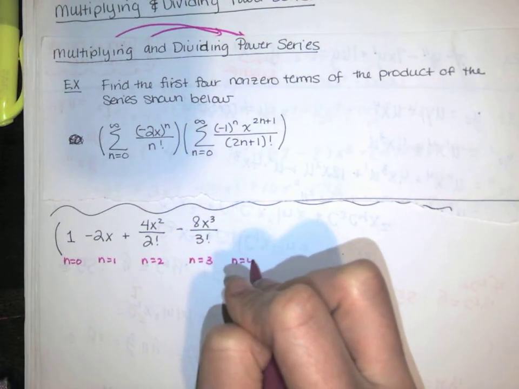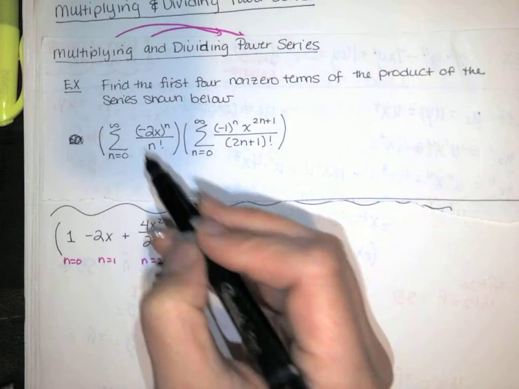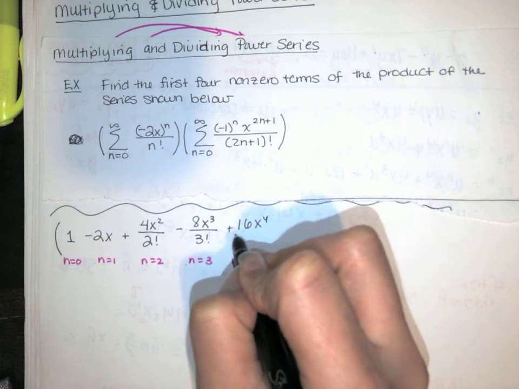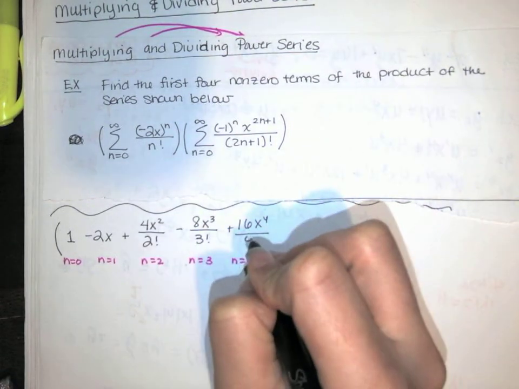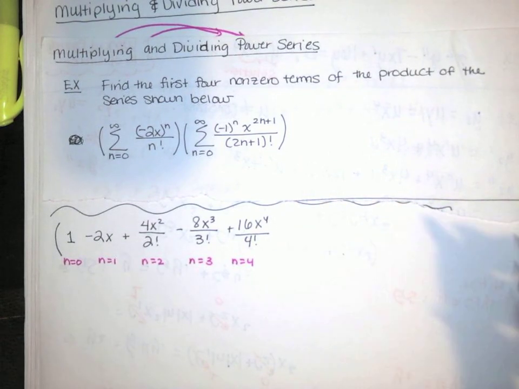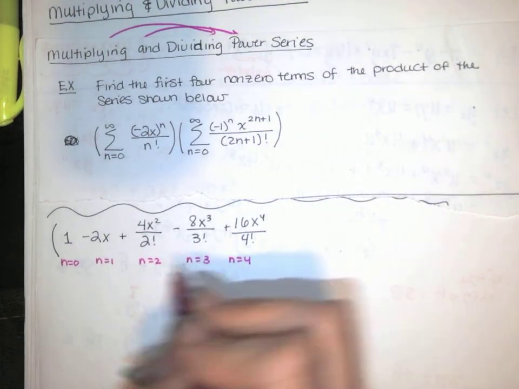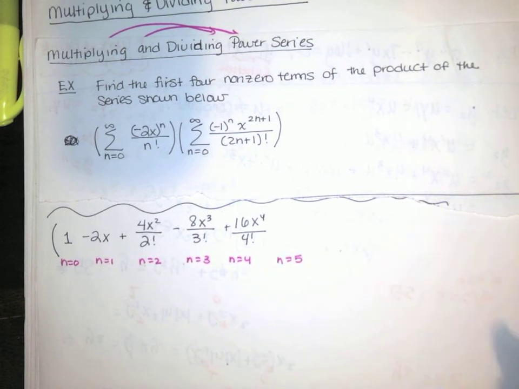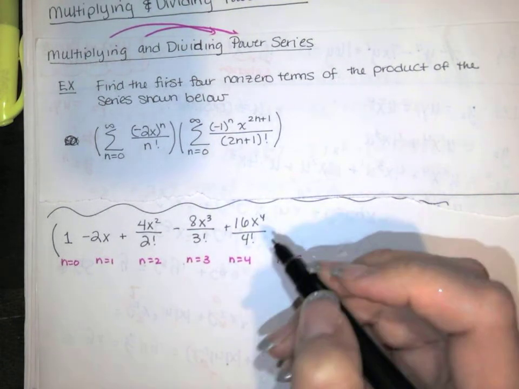When n equals 4, what do we get? Negative 2 to the 4th is 16. In the denominator, we've got 4 factorial. And then let's just go all the way up to n equals 5 just in case we need it. We'll talk about whether or not we're going to need it in a minute.